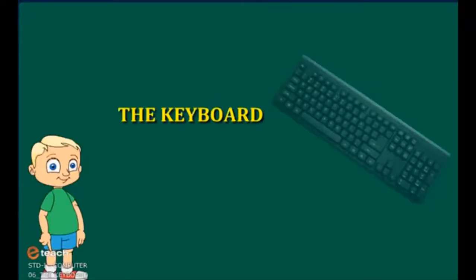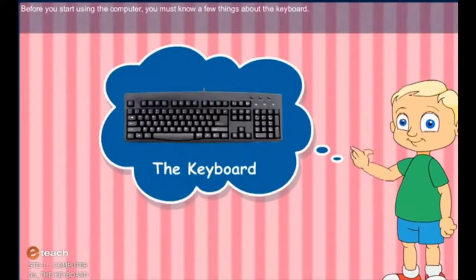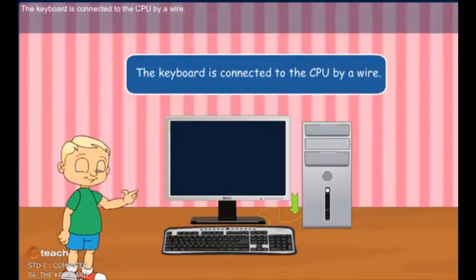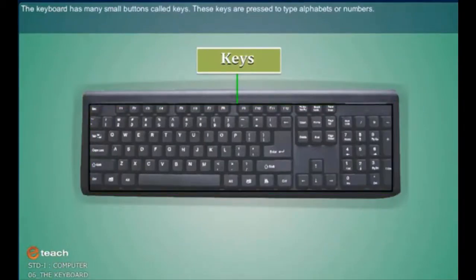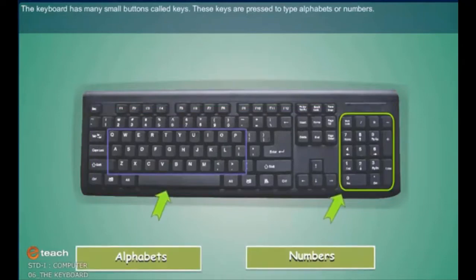It's time that we learn a little bit about the keyboard. Before you start using a computer, you need to learn what the keyboard is. The keyboard is connected to the CPU by a wire. The keyboard has many small buttons called keys. These keys are pressed to type alphabets and numbers.